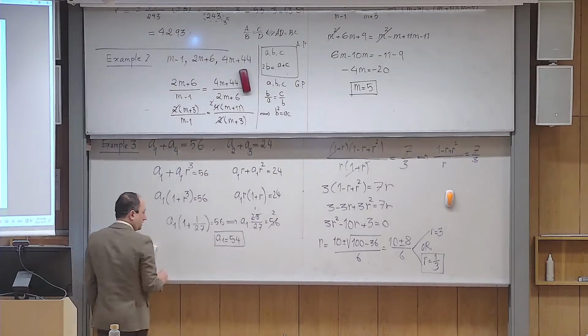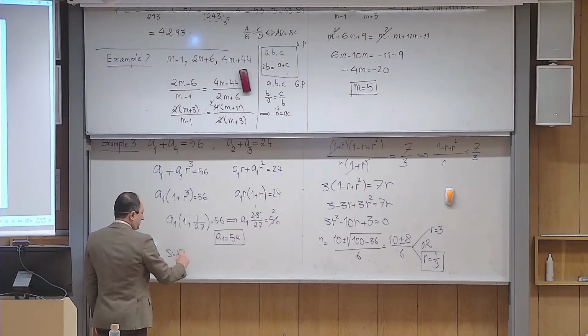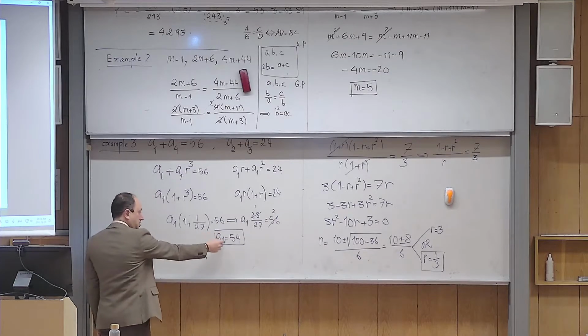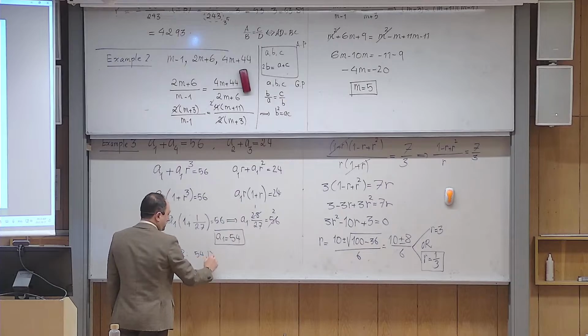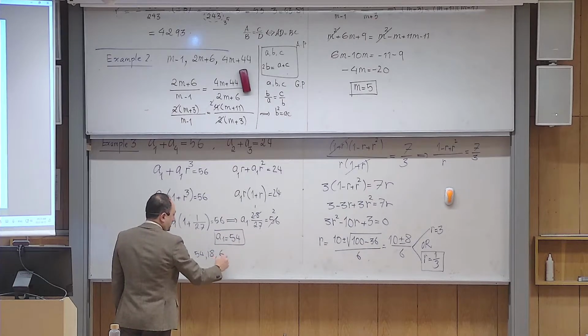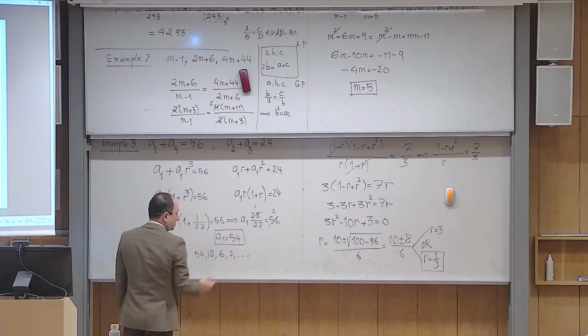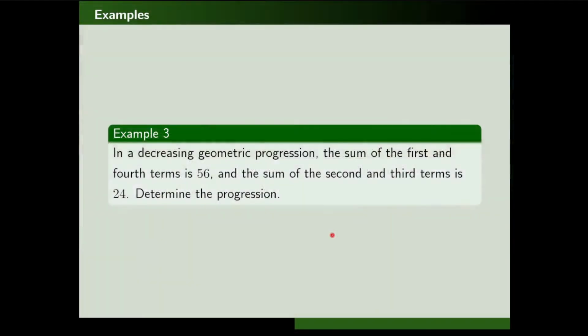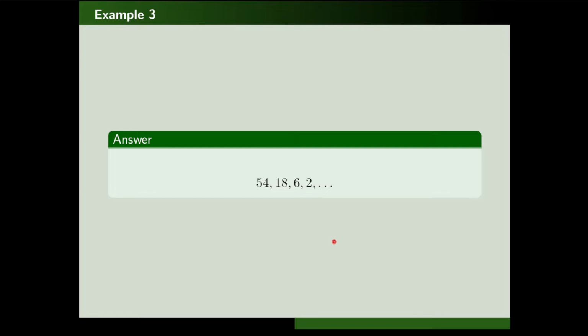So if I want to write the answer, for example, the first term is 54. The next term is this number multiplied by 1/3. The next number is 6. The next number is 2. And then you can continue this list. Yes? So that is the one you get. So that is written here.